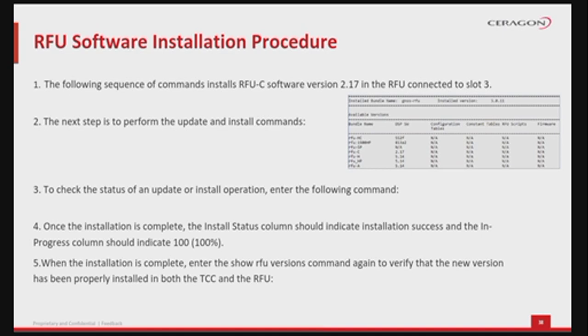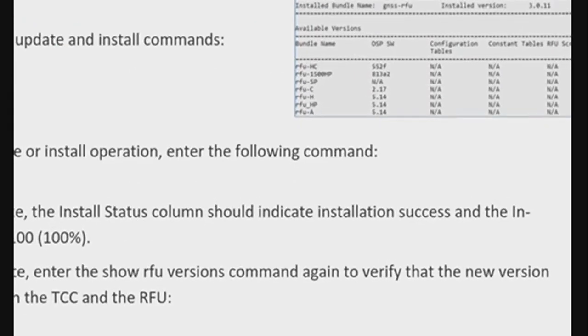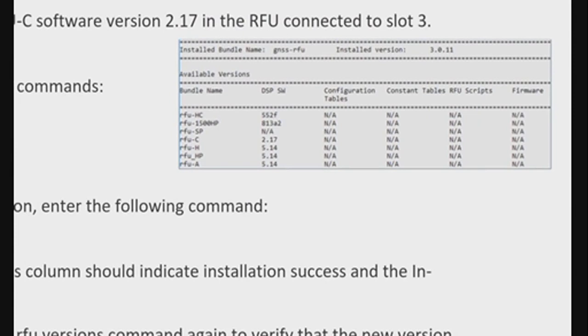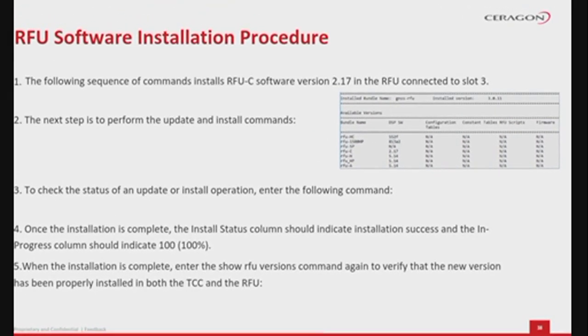The following sequence of commands installs the RFU-C software version 2.13 in the RFU connected to slot 3. First command is Platform, Software, Update, RFU, Version, Slot 3, Radio Port 1. Second command is Platform, Software, Install, RFU Version, Slot 3, Radio Port 1. 3. To check the status of an update or install operation, enter the following command: Platform, Software, Show, RFU, Status.